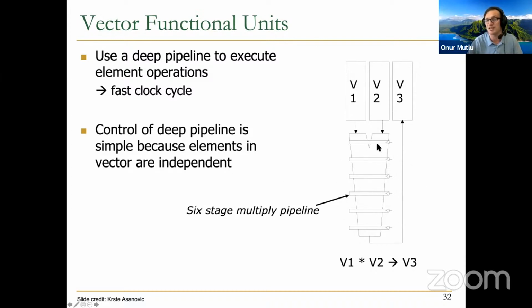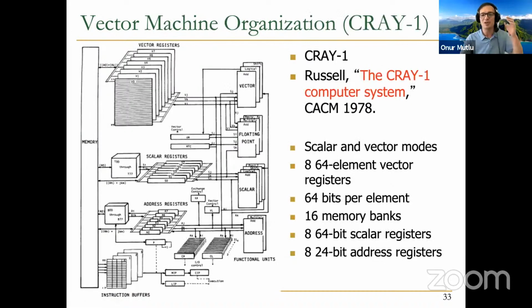And the control of the deep pipeline is simple because elements in a vector are actually independent of each other. So in this example, the multiply is 6 stages, as you can see over here. And it could be even more. But this happens because the elements are completely independent. There are no control or data dependencies between these different operations that you're feeding into the vector functional unit.